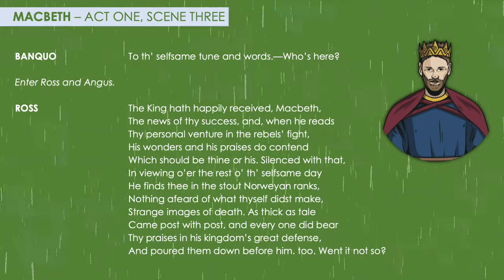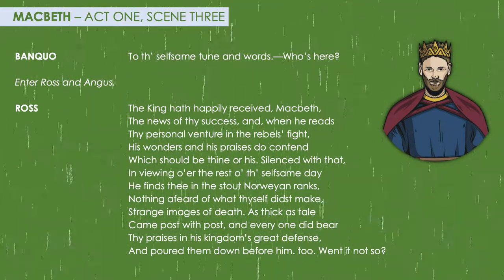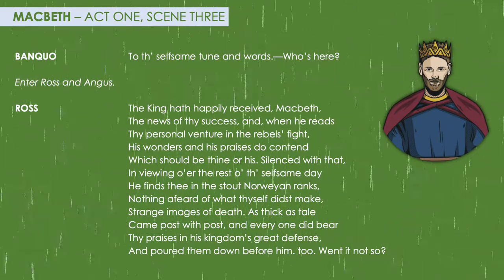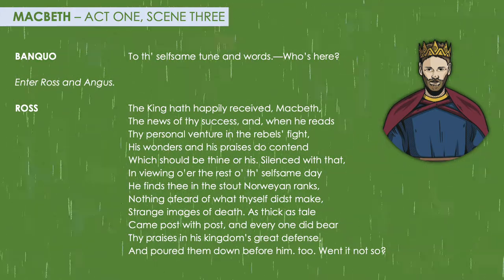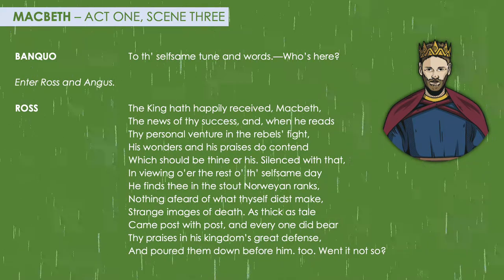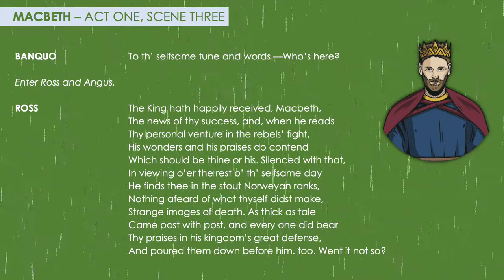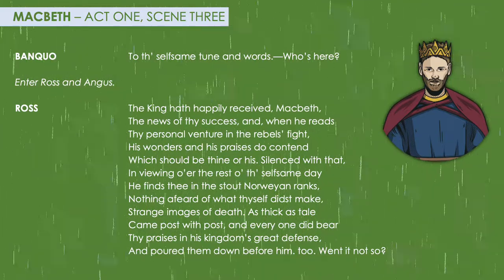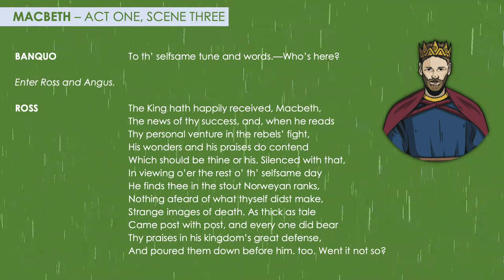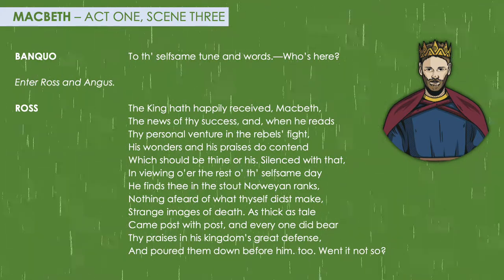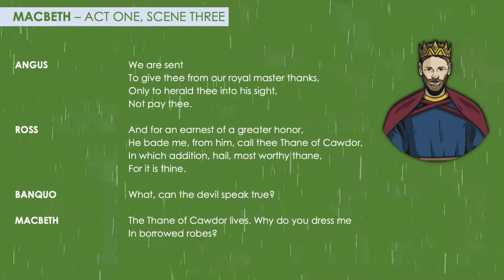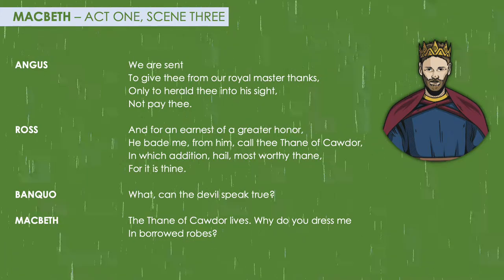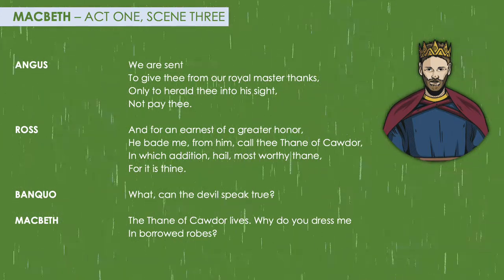Enter Ross and Angus. The king hath happily received, Macbeth, the news of thy success, and when he reads thy personal venture in the rebels' fight, his wonders and his praises do contend which should be thine or his. Silenced with that, in viewing o'er the rest o' the selfsame day, he finds thee in the stout Norwegian ranks, nothing afeard of what thyself didst make, strange images of death. As thick as hail came post with post, and every one did bear thy praises in his kingdom's great defence, and poured them down before him. We are sent to give thee from our royal master thanks, only to herald thee into his sight, not pay thee. And for an earnest of a greater honour, he bade me, from him, call thee Thane of Cawdor, in which addition, hail, most worthy Thane, for it is thine.